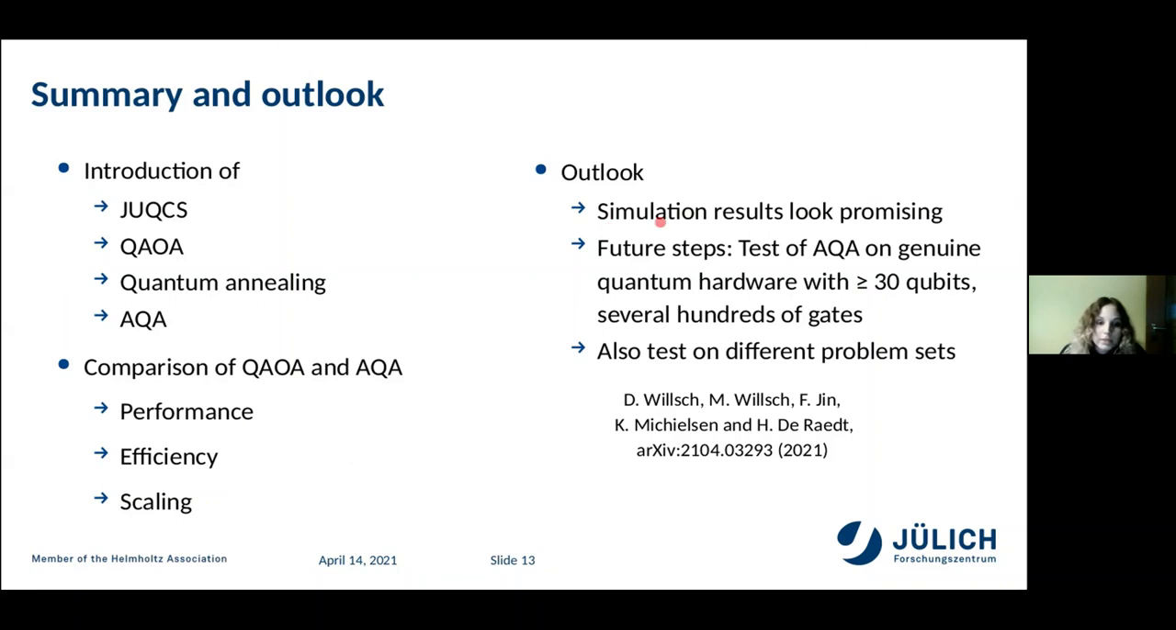Since the results look quite promising, future steps would include to really test AQA on genuine quantum hardware, preferably with more than 30 qubits, so that we can compare with our results. But since that's several hundreds of gates, we will probably have to first start with smaller problems. And that's also another thing. Since we only tested one set of exact cover problems, we should also see if the results on AQA really generalize also to different problem sets.